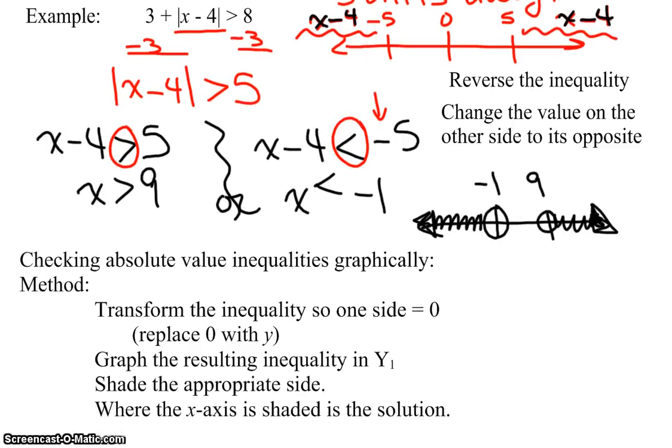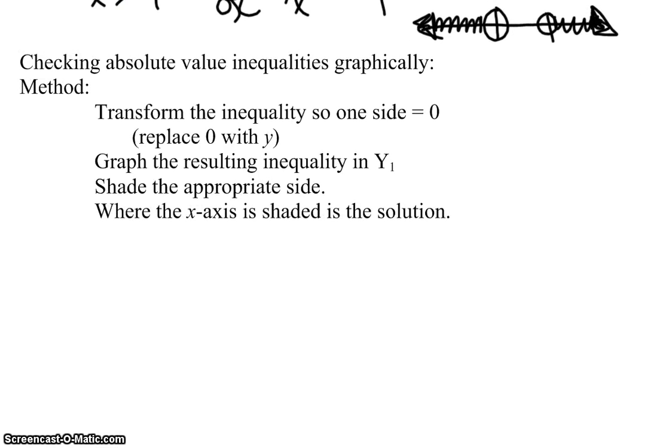Now, you can actually check this graphically on your calculator. One way to do it is to transform the inequalities so that one side equals 0. That's so that we can use the y equals function on your calculator. Graph what's there, and then shade the appropriate side. Where the x-axis is shaded is the solution.